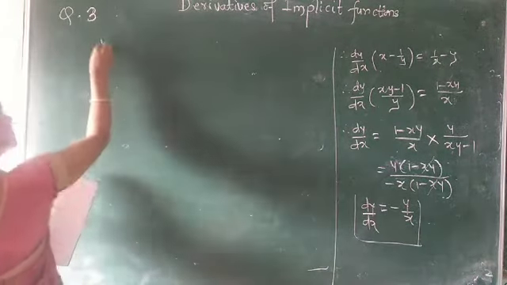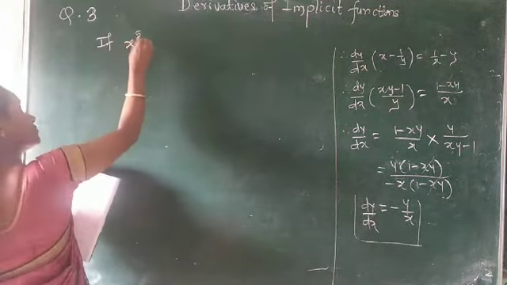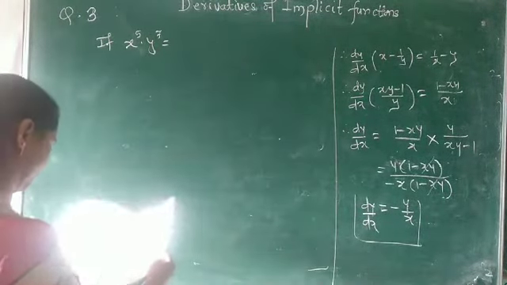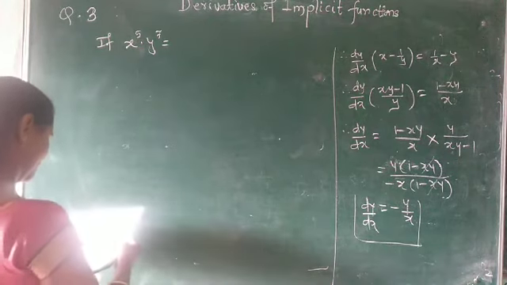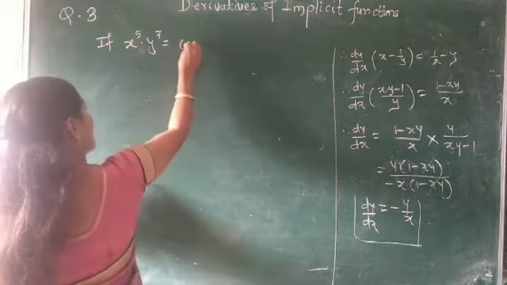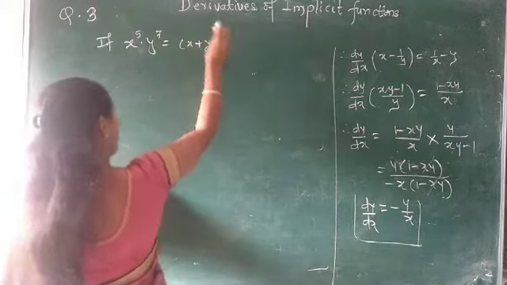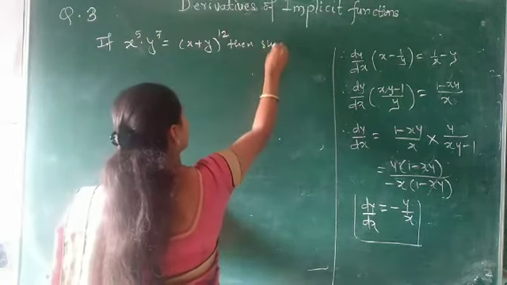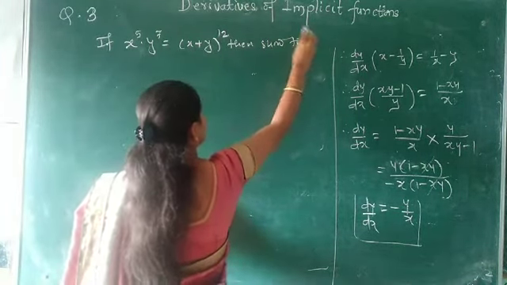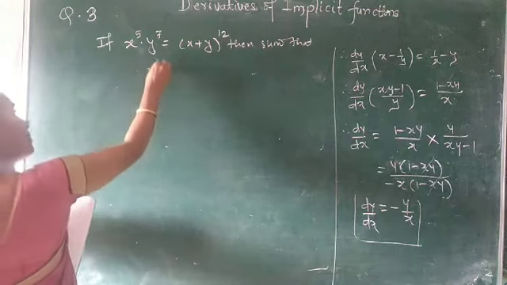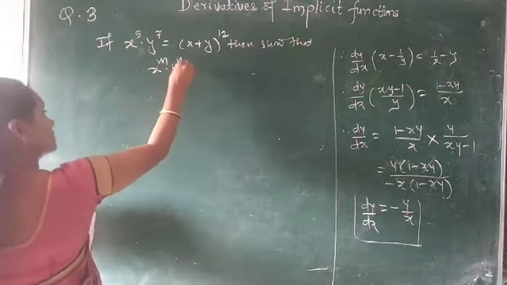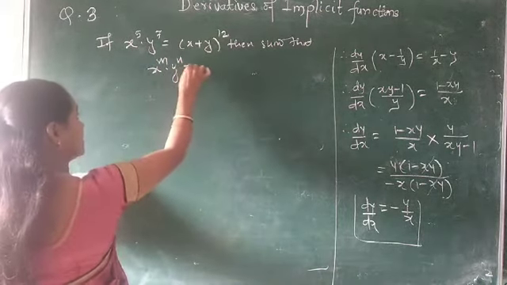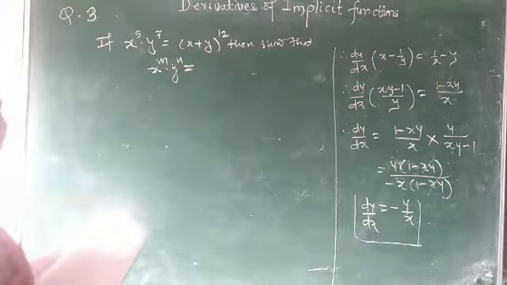If x raised to 5 into y raised to 7 is equal to x plus y raised to 12, then show that... This is a very important example. In the book there is the same problem, a solved problem, on page number 95. You should also solve this problem in your notebook.